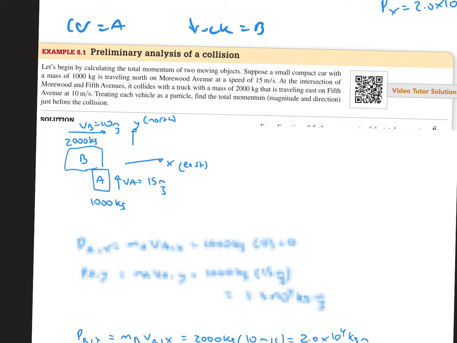So in this problem we have to calculate the total momentum of the two moving objects, the car and the truck. It says that the car has a mass of 1,000 kilograms that is traveling north at a speed of 15 meters per second. Then, at a certain intersection, it collides with a truck with a mass of 2,000 kilograms that is traveling east at a velocity of 10 meters per second. Then, we have to find the total momentum, magnitude, and direction just before the collision.